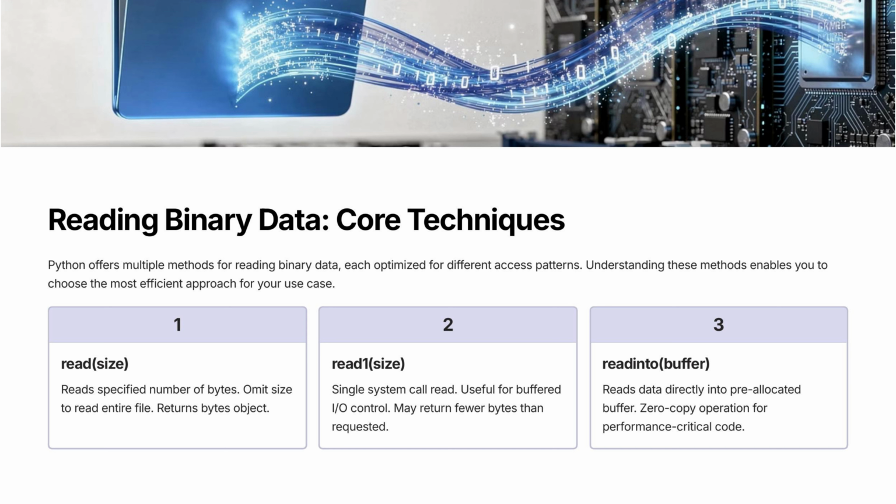Python provides versatile methods for reading binary data. The read(size) function retrieves a specified number of bytes, while read1(size) offers buffered input-output control, potentially returning fewer bytes. For performance-critical tasks, readinto(buffer) reads data directly into a pre-allocated buffer, eliminating intermediate byte objects and enhancing efficiency.